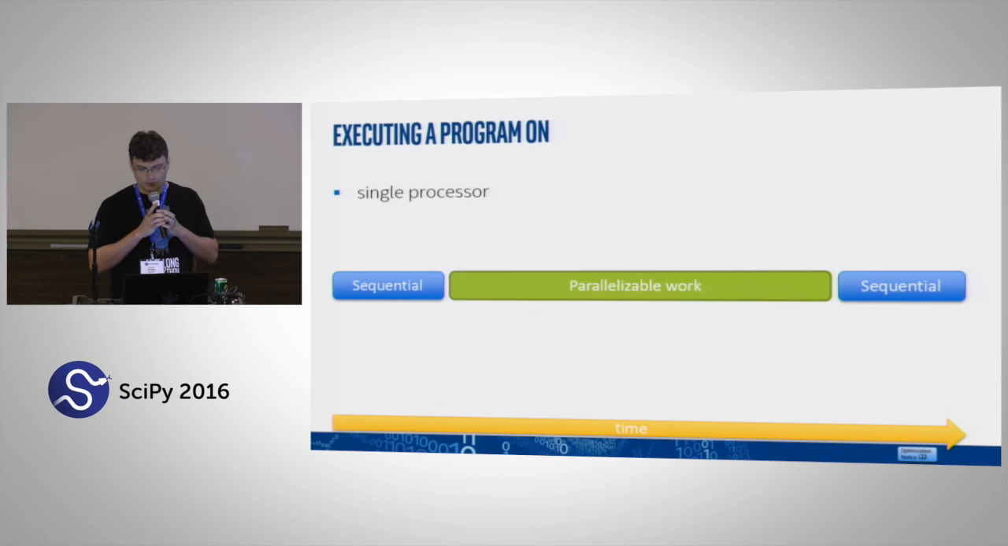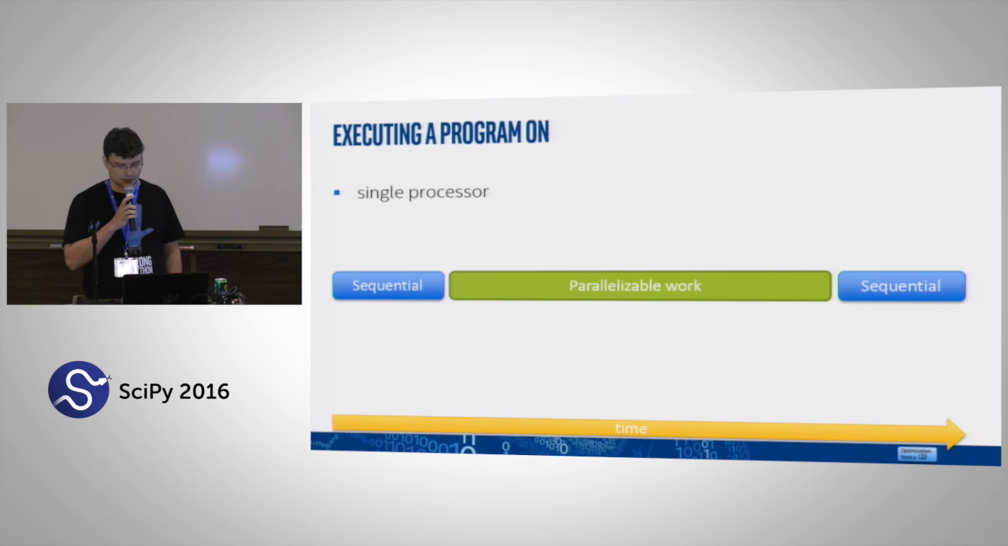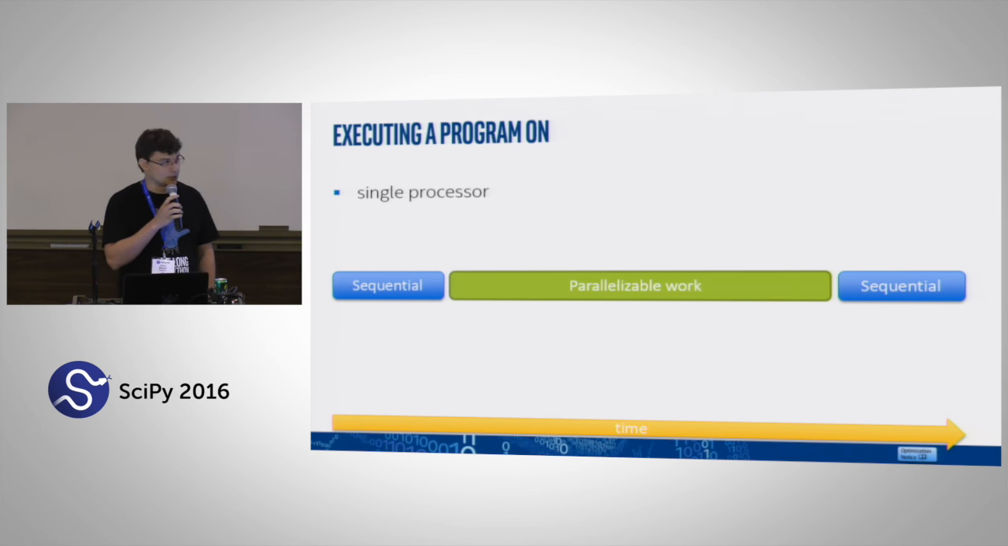So how does that growth reflect on how you execute the code? Let's start from a single processor, like the good old days. And we have a program here. The time goes from left to right on all those pictures. And we have a sequential part of this timeline, a part which can potentially be parallel, and sequential again.